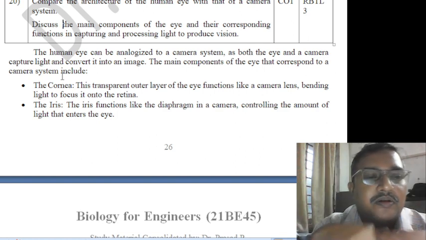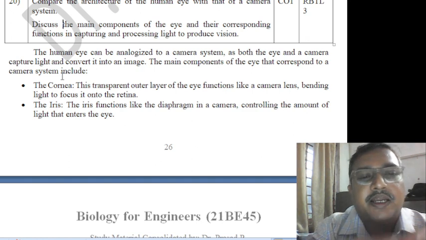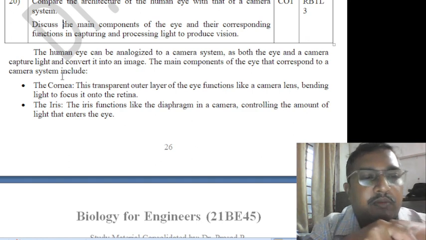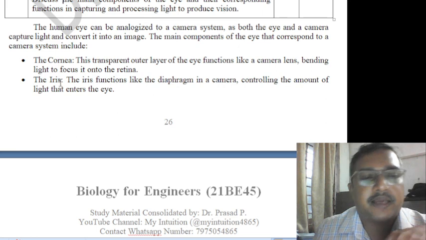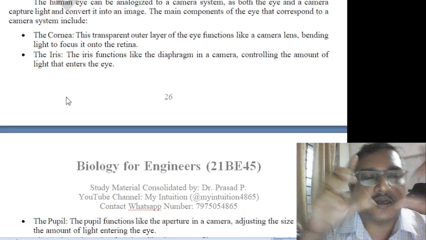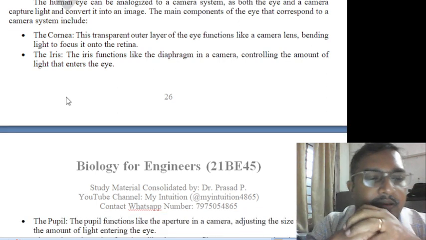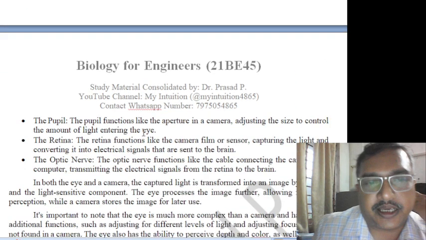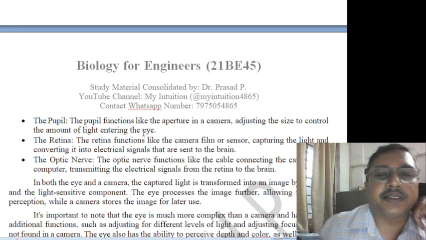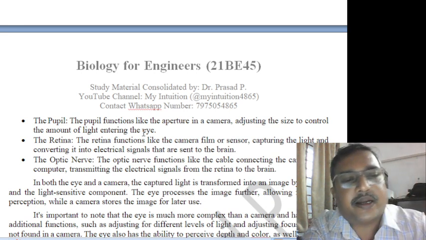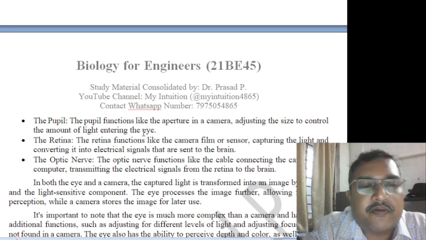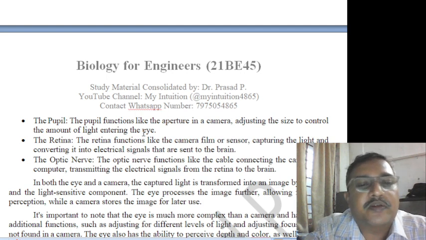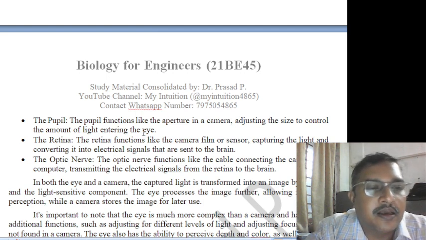Okay, the iris functions like the diaphragm in a camera, controlling the amount of light that enters the eye, expanding and compressing. The pupil functions like the aperture in the camera, adjusting the size to control the amount of light entering the eye. The retina functions like the camera film or sensor, capturing the light and converting it into electrical signals that are sent to the brain.